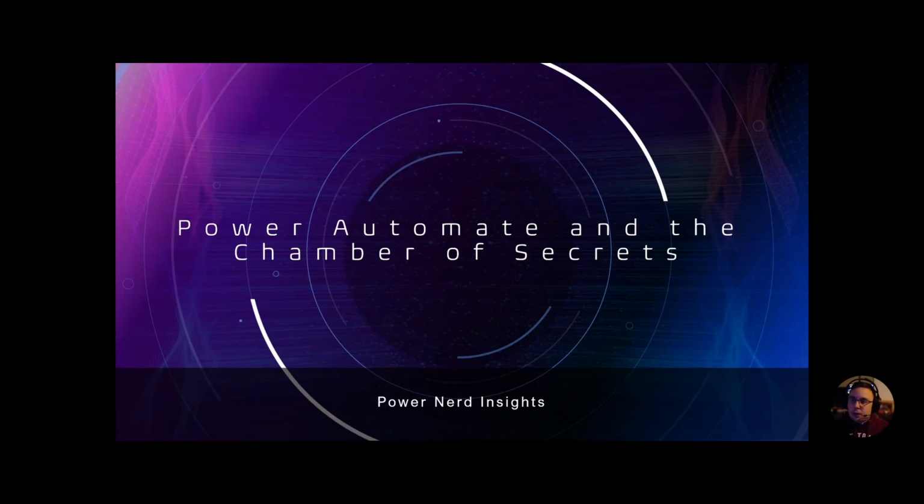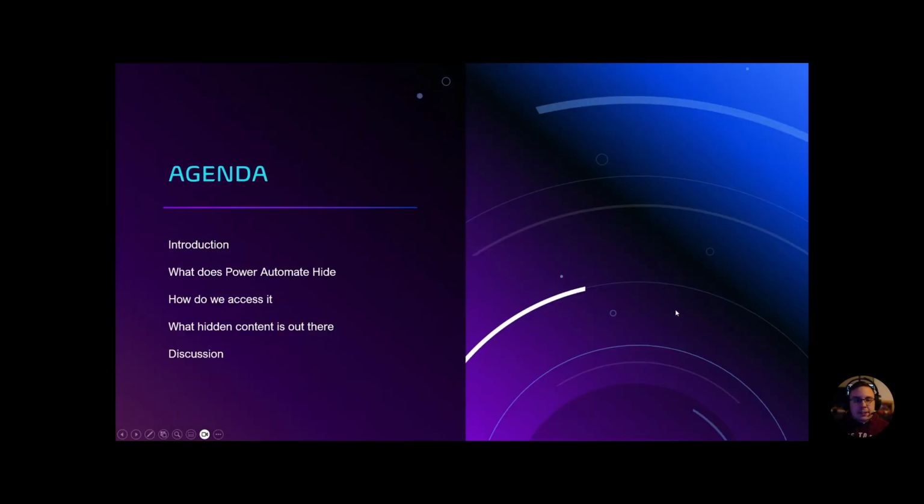So we do have a bit of an agenda today. We have our introduction, that's what we're doing here. Nice to see you all. We're going to be covering what I mean and what it is that Power Automate hides. So that's our what does Power Automate hide. I'm going to show you how it hides things, what it hides, and then we're going to move on to how well it hides it. How do we gain access to it? If we can't access it through a dynamic content menu, how do we get to it?